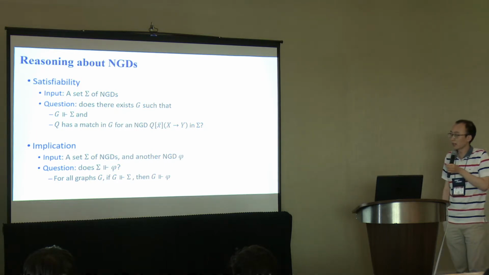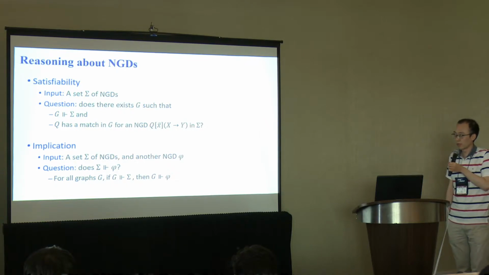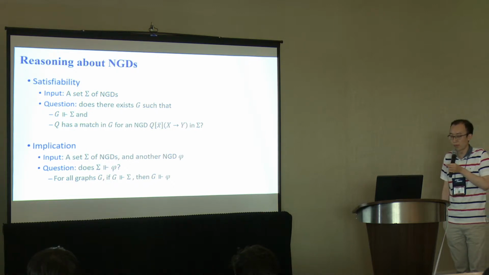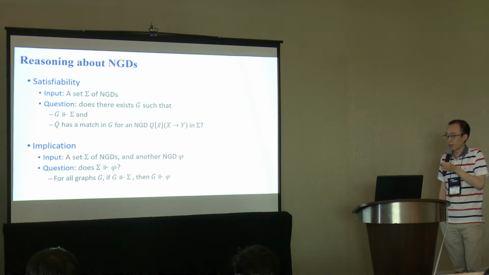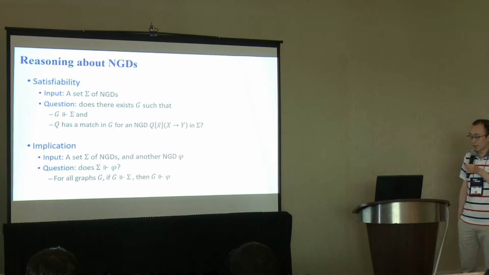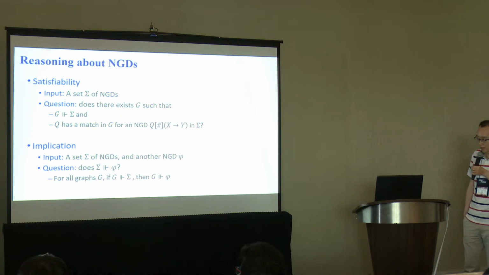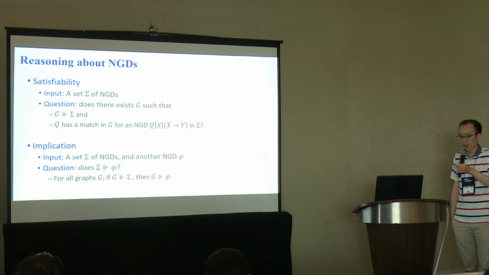So in the second part of this work, we investigate two classical problems for reasoning about NGDs. The satisfiability problem is to decide whether a given set sigma of NGDs has a model, namely a graph G that satisfying the NGDs in sigma. And the implication problem concerns whether a set sigma of NGDs entails another one, phi. In other words, for all graphs G that satisfy sigma, whether G also satisfy phi.